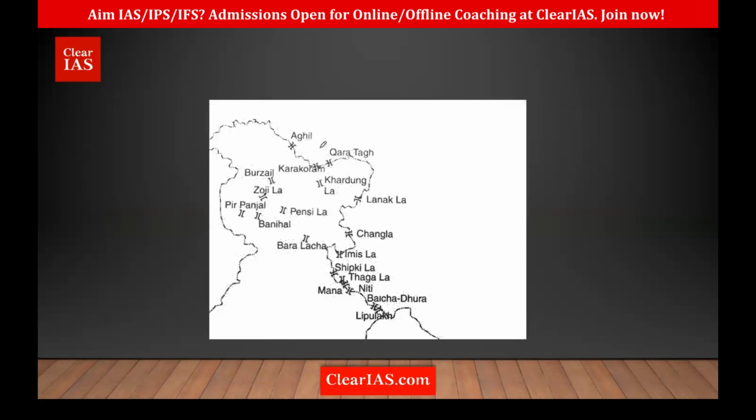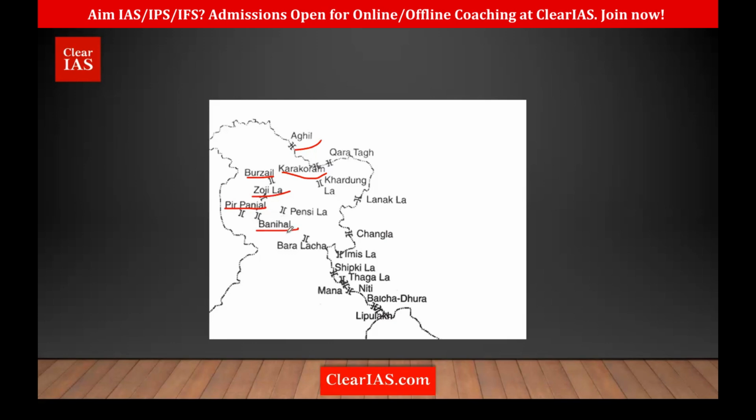So here we have the Akhil Pass. Then Karakoram Pass is there. Burjil Pass, right? Burjil connects Srinagar to Gilgit region. Then we have the Zojila Pass. Then Pir Panjal is there. Then we have the Banihal Pass. These are the important passes we have learned now.